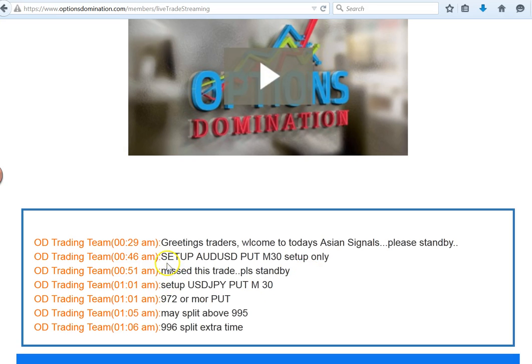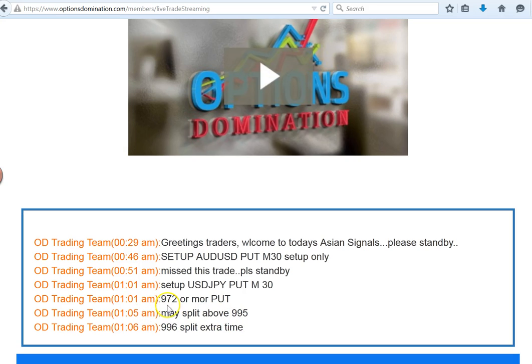So in this case, at 12:46, he gave us the setup. About 5 minutes later, he apologized, saying we missed the trade. Timing is everything in this. Timing is everything. So he then chose another pair to trade. This was also a put, but this time USD JPY, and it was also for 30 minutes.